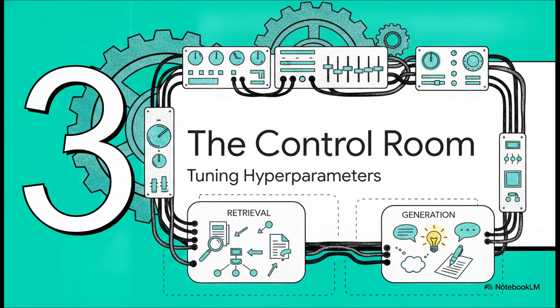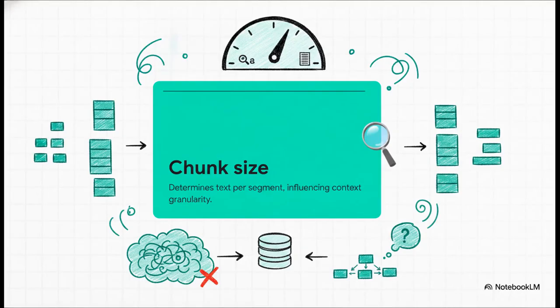Act 3. The control room. Tuning the hyperparameters. All right, we have the engine and we have the fuel. Now we're stepping boldly into the control room to turn some highly specific technical dials. Tuning a RAG pipeline means tweaking variables to get the output just right, which we basically divide into retrieval and generation phases. Let's kick off a rapid-fire sequence of the retrieval dials, starting with chunk size.